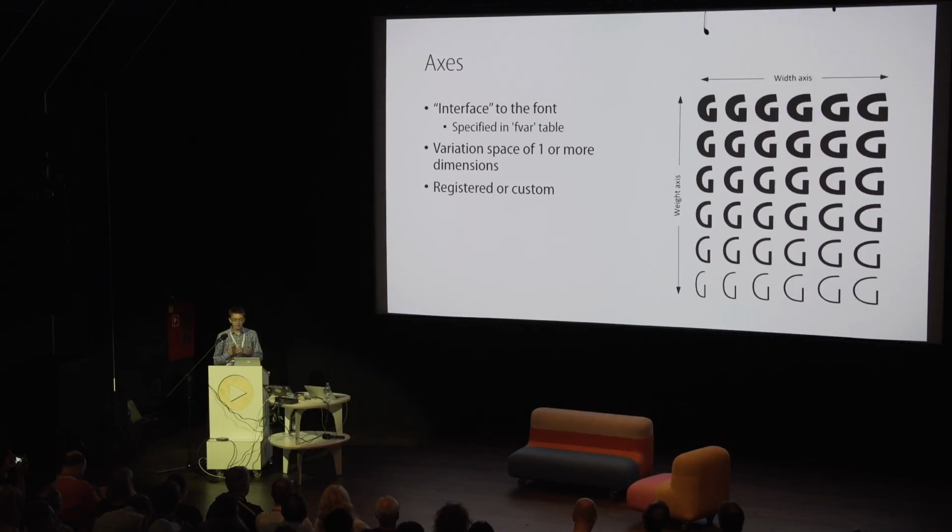And what axes do, as Peter mentioned earlier, is they define a variation space of at least one, but possibly more dimensions, a rectilinear variation space. These axes can be both registered, as mentioned, or they can be custom. Custom axes are given the ability to associate a name with each axis, so that it can be presented to a user. And internally, these axes all have identifiers for use in the internal processing.